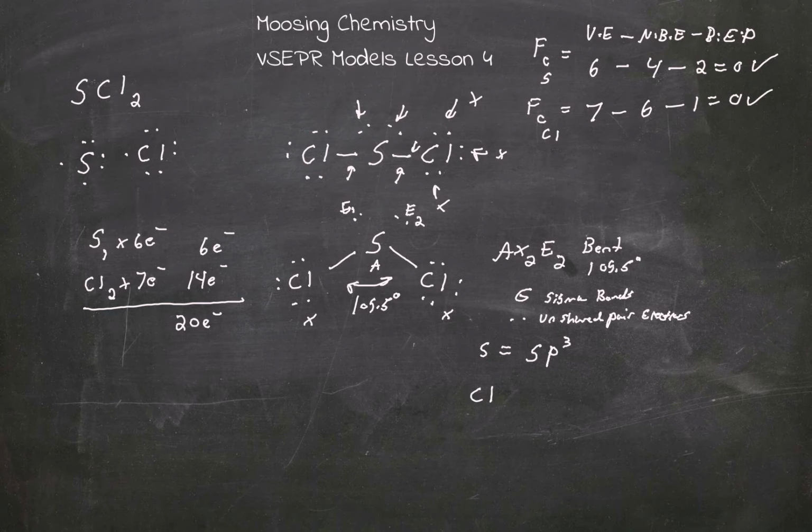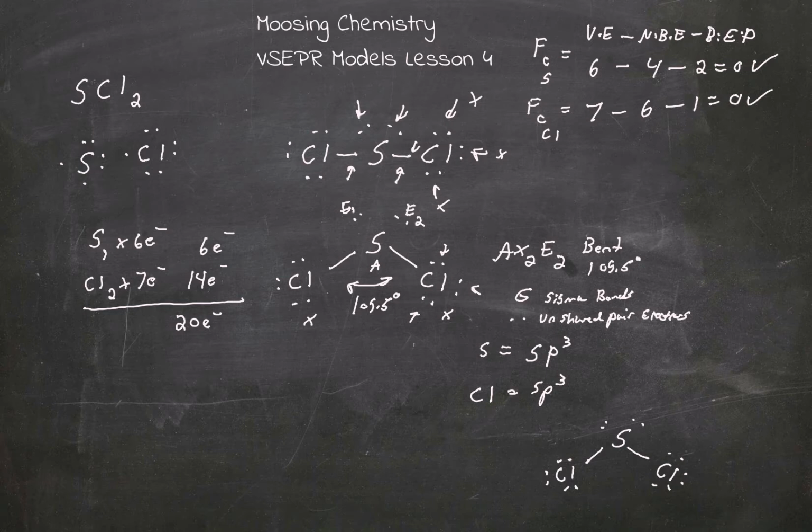Chlorine, again, also has 1 sigma bond and 3 unshared pairs. So that would also give us sp3 hybridized orbitals for that. So our correct structure, again, looks like this. S, then chlorine, and that's our correct structure.